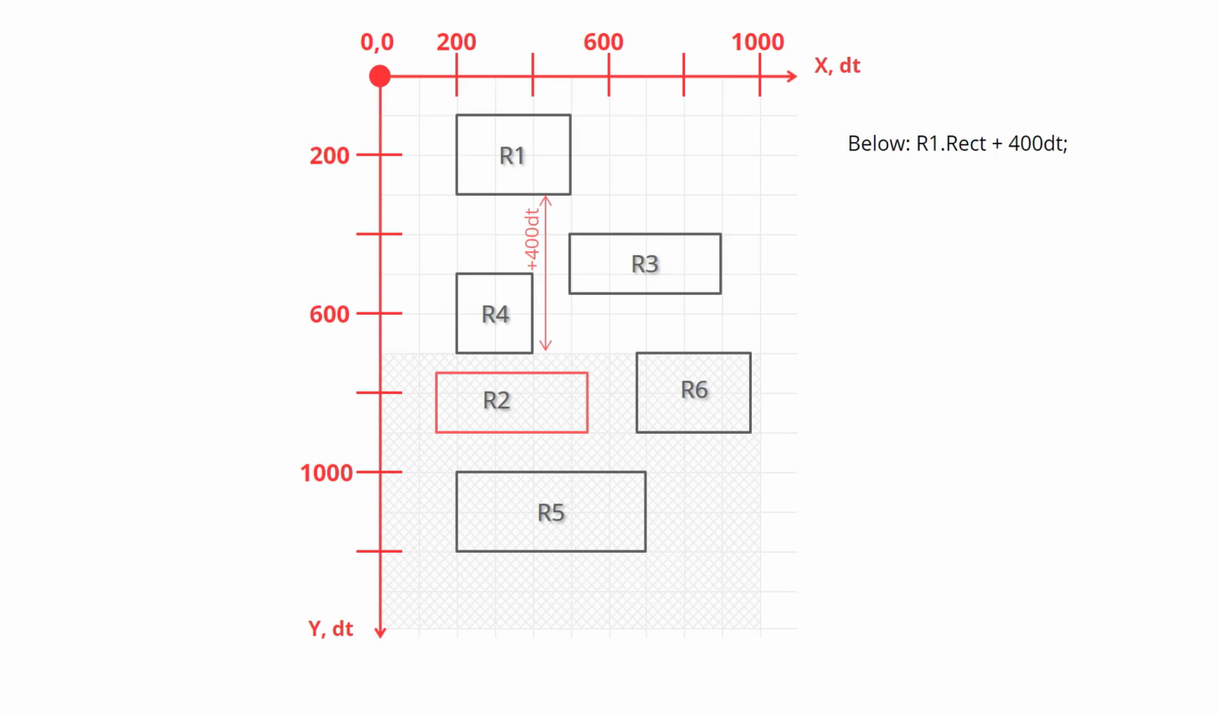To achieve this, let's position the search area closer to the left boundary of the page. Let's try to use the relation "left of R1.rect." But we can see that only part of the R2 rectangle is included in the created search area. So this relation doesn't work in our case. To address this issue, we can refine the relation by utilizing a specific boundary of the rectangle: "left of R1.rect.right."